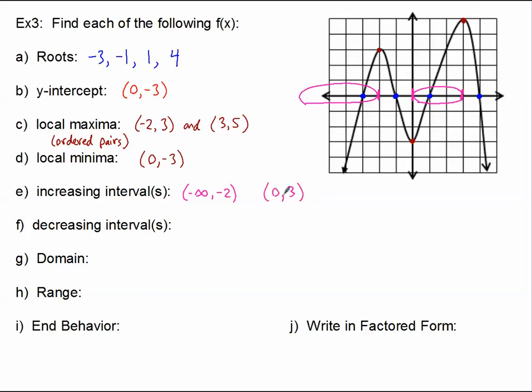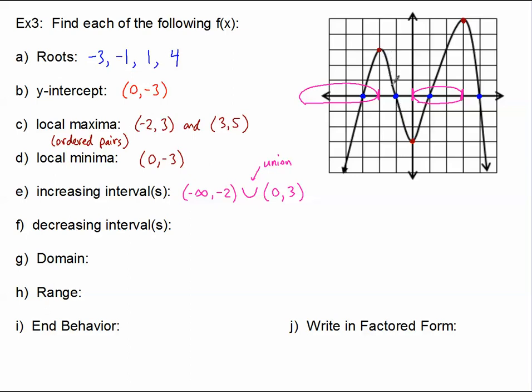And since we have two different increasing intervals, we put what's called a union symbol in the middle. It looks like a U, kind of looks like a parabola, I guess. It's a union symbol. And that just means that we have multiple intervals that we want to link together. So it's these two intervals: this interval of numbers from negative infinity to -2, and then this interval of numbers from 0 to 3. Let's see if we can do the same thing, but this time for decreasing intervals. Decreasing intervals, that's the interval of numbers where we're going downward, like down a roller coaster, down a ski slope.